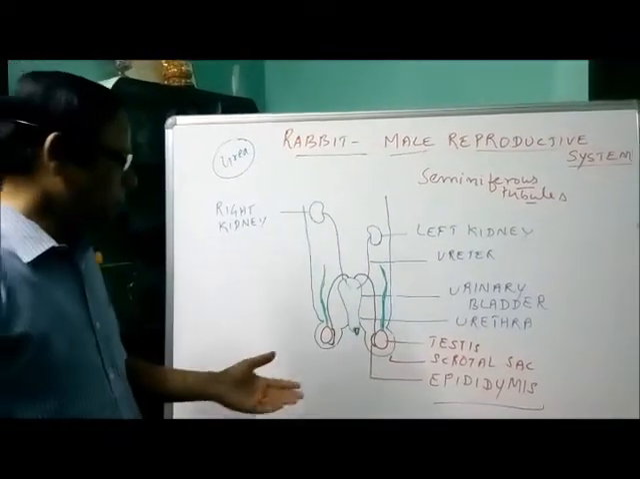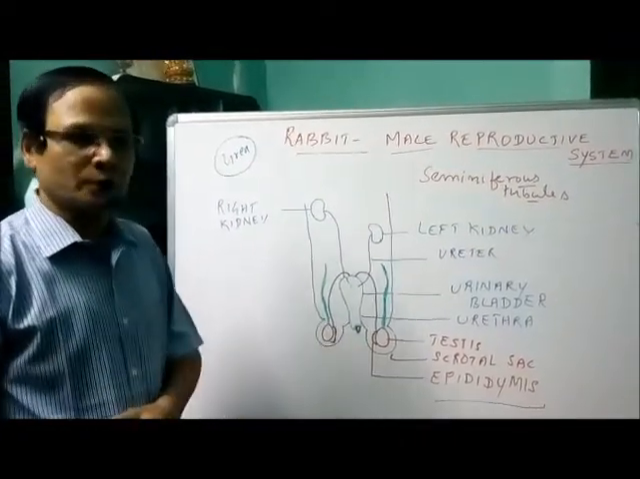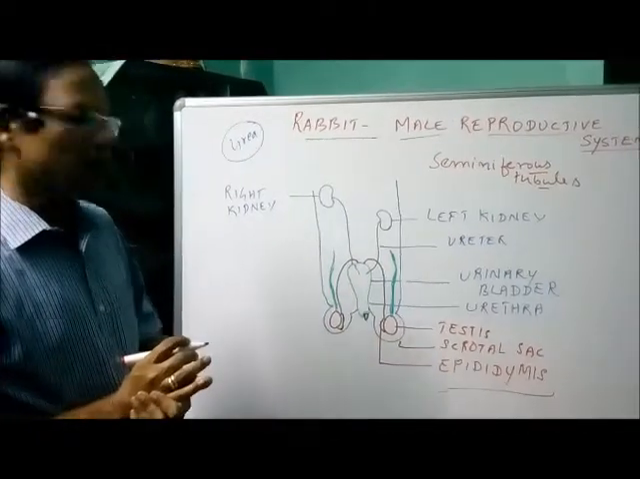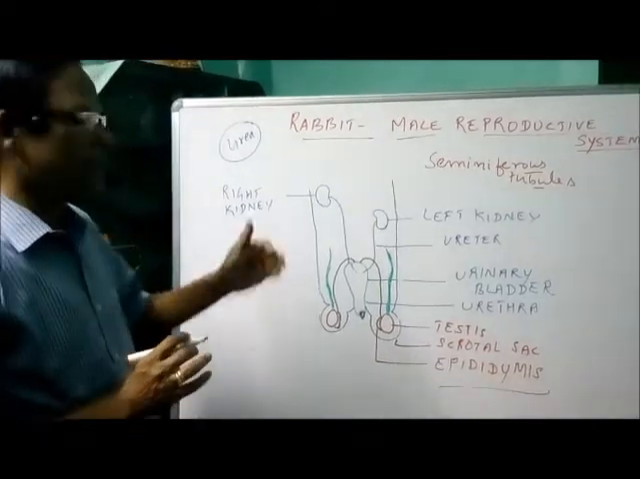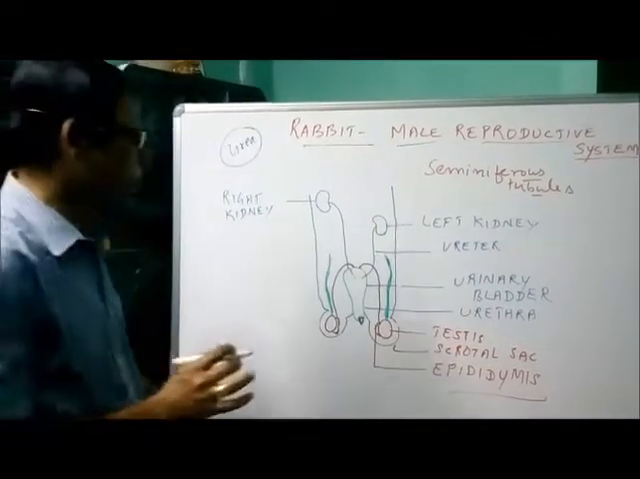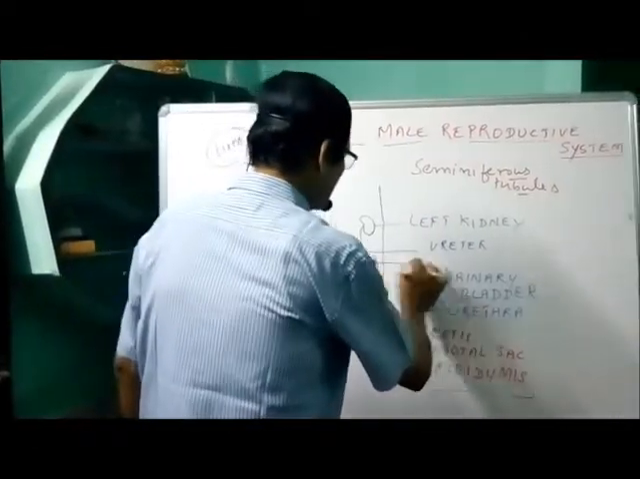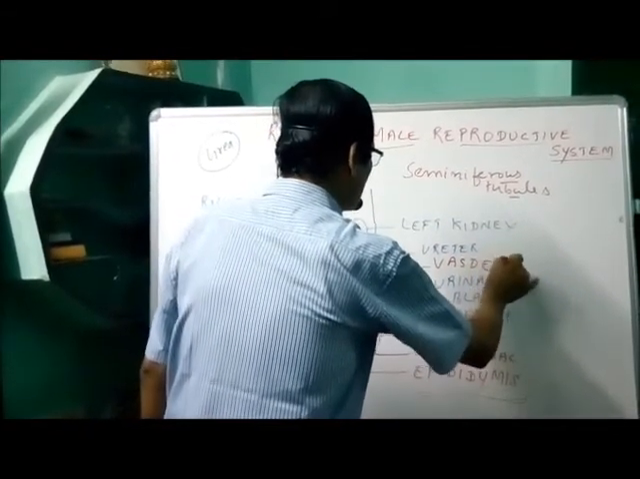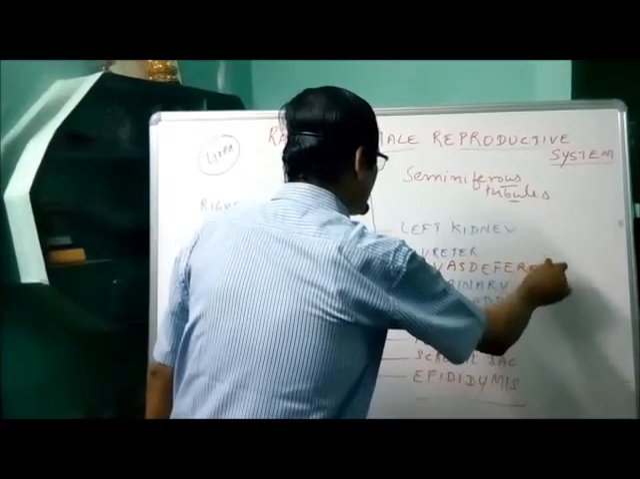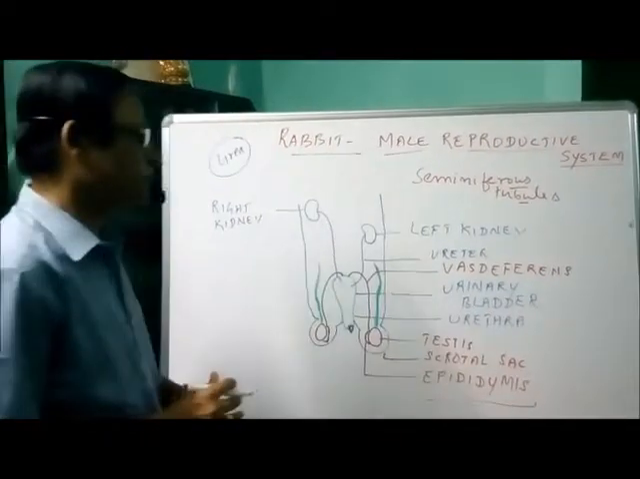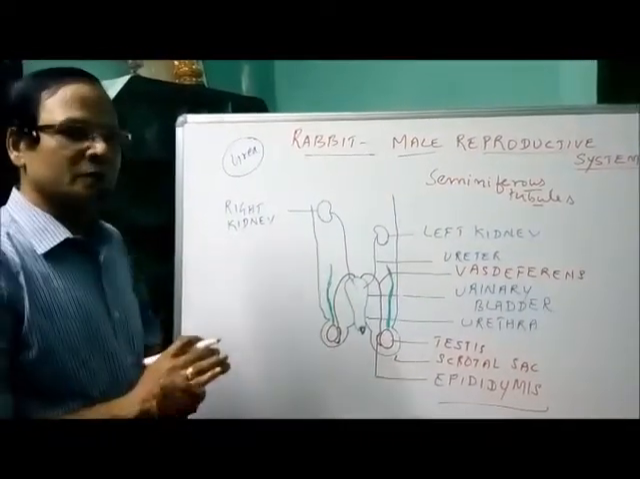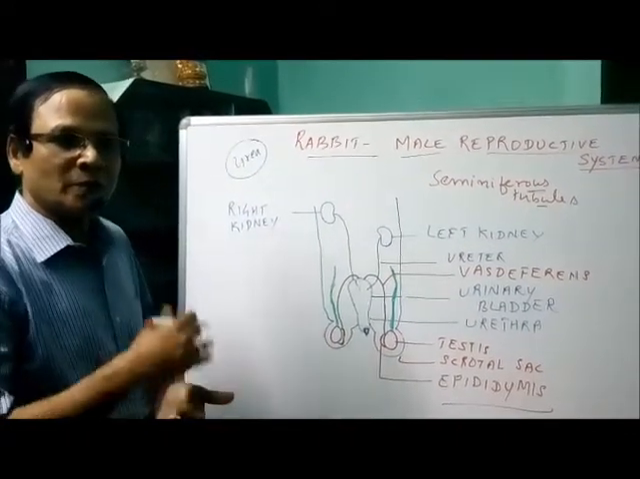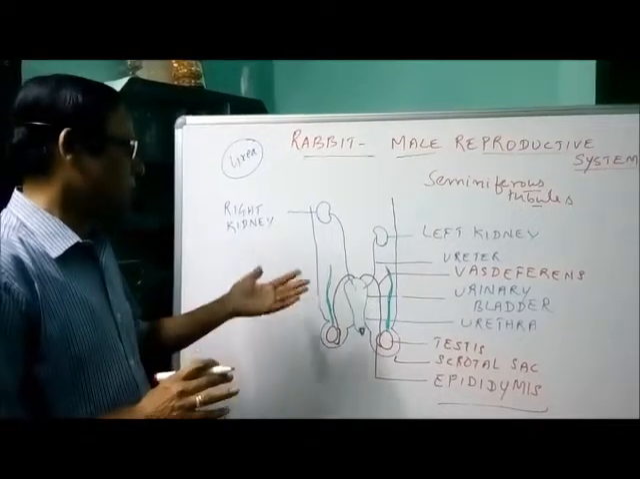Epididymis. It is the storehouse of sperm. So seminiferous tubules lead to the epididymis. Now the epididymis runs backward. It leads into a sperm duct that is called the vas deferens, otherwise called the sperm duct. So it runs backwards and joins the urethra just behind and just below the urinary bladder.